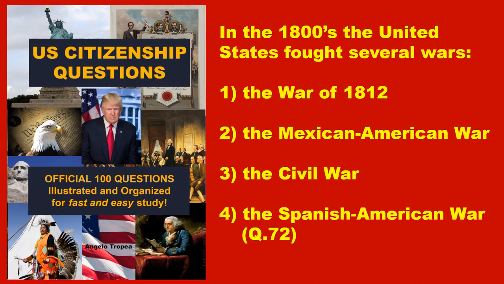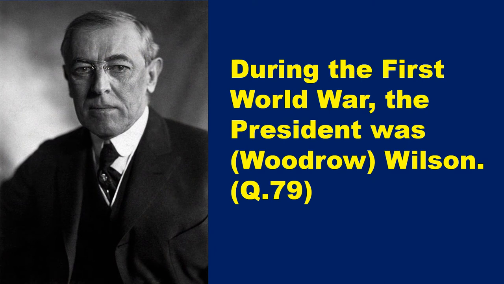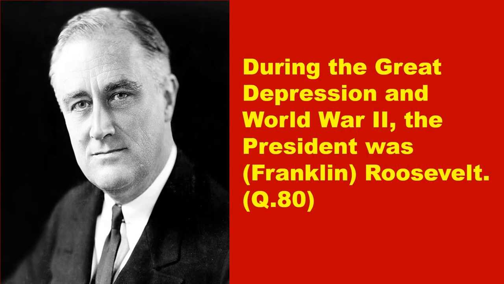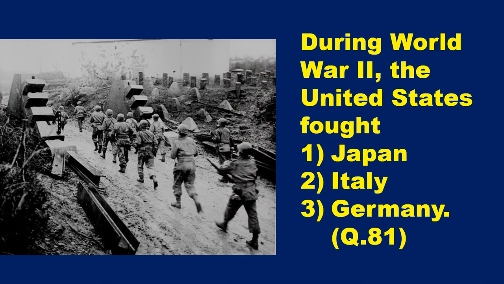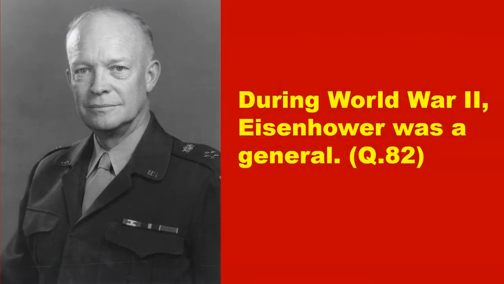In the 1800s, the United States fought several wars. The War of 1812, the Mexican-American War, the Civil War, the Spanish-American War. During the First World War, the president was Woodrow Wilson. During the Great Depression and World War II, the president was Franklin Roosevelt. During World War II, the United States fought Japan, Italy, Germany. During World War II, Eisenhower was a general.